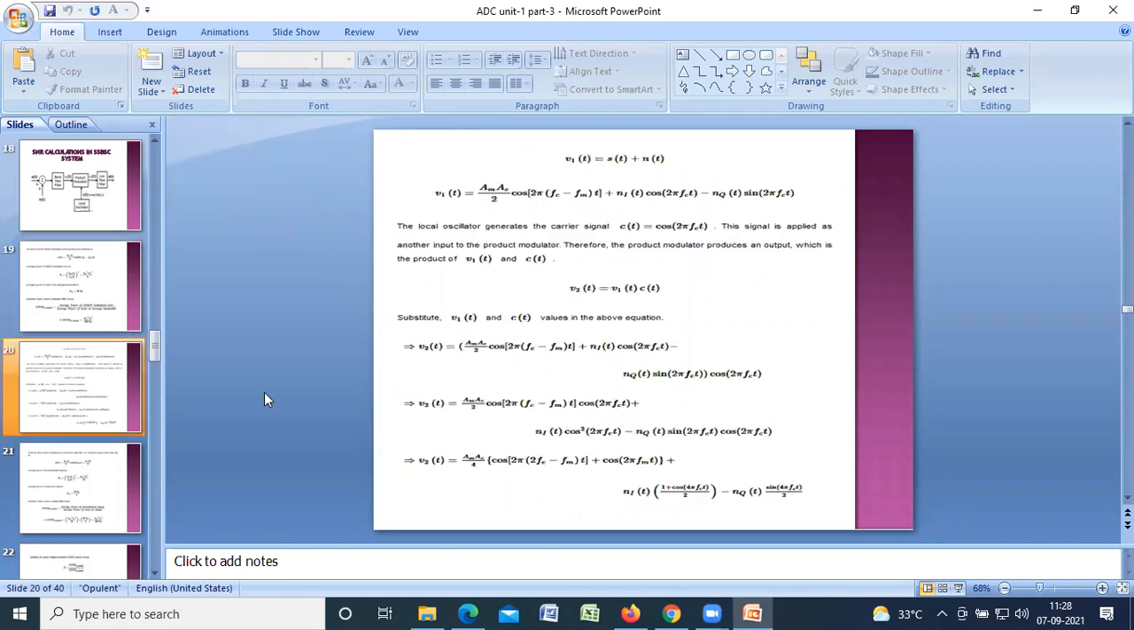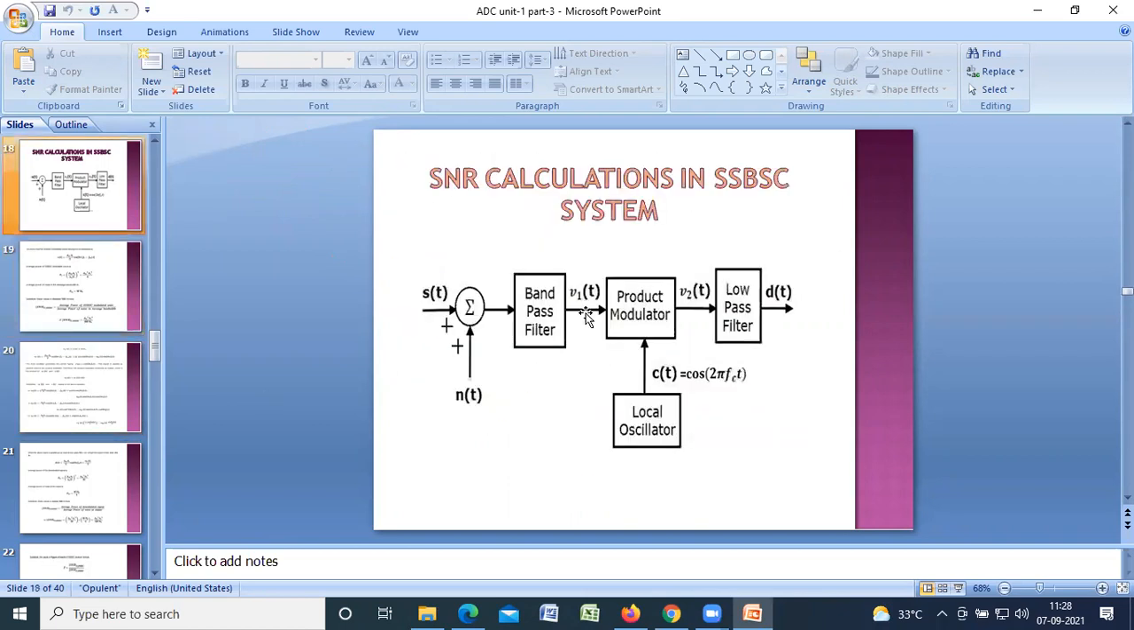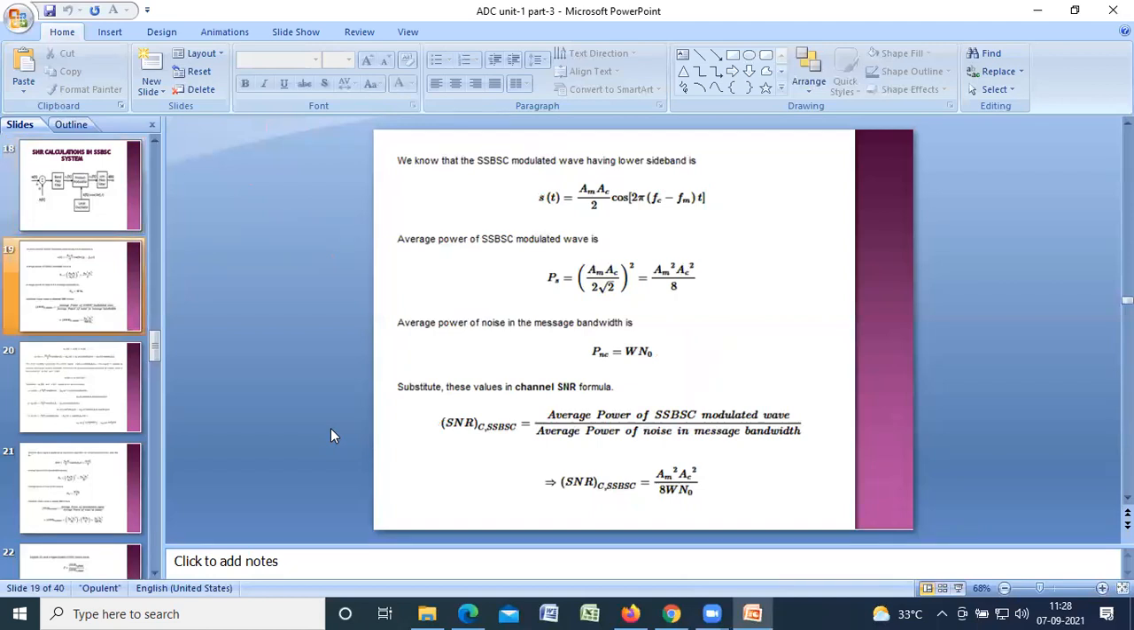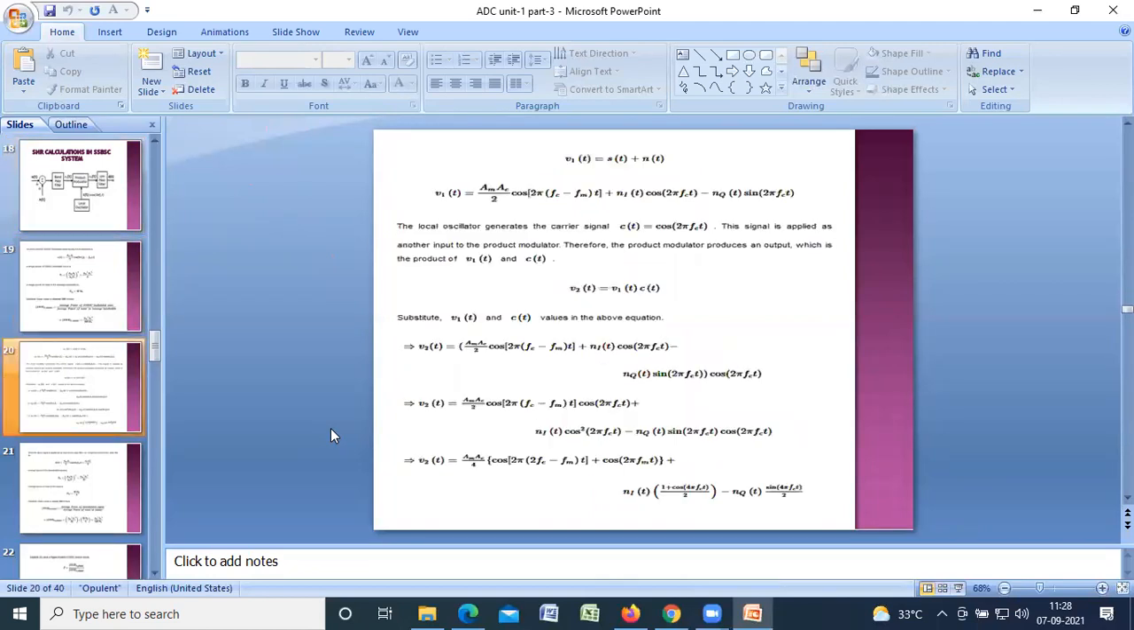For this, you have to first write down the output of V1T. What is the output of V1T? That is the sum of S of T and N of T. N of T is your noise signal. That is a mixture of in-phase component and quadrature component. Do you remember? We have already derived this for AM and double sideband suppressed carrier wave. And you also know what S of T is. So S of T value is this, that is AM AC by 2 cos 2 pi FC minus FM into T. Again we are talking about lower sideband, and this one is your noise component, the in-phase component, and this one is the quadrature component.